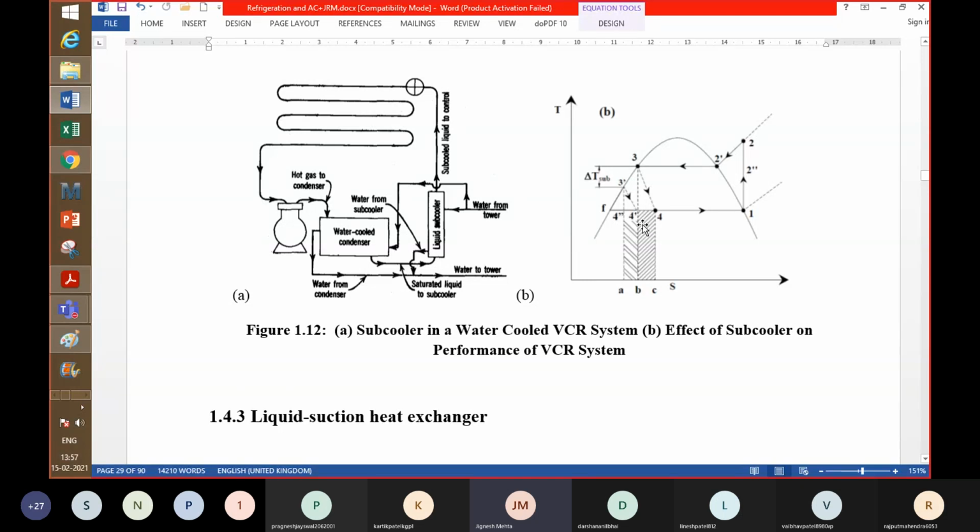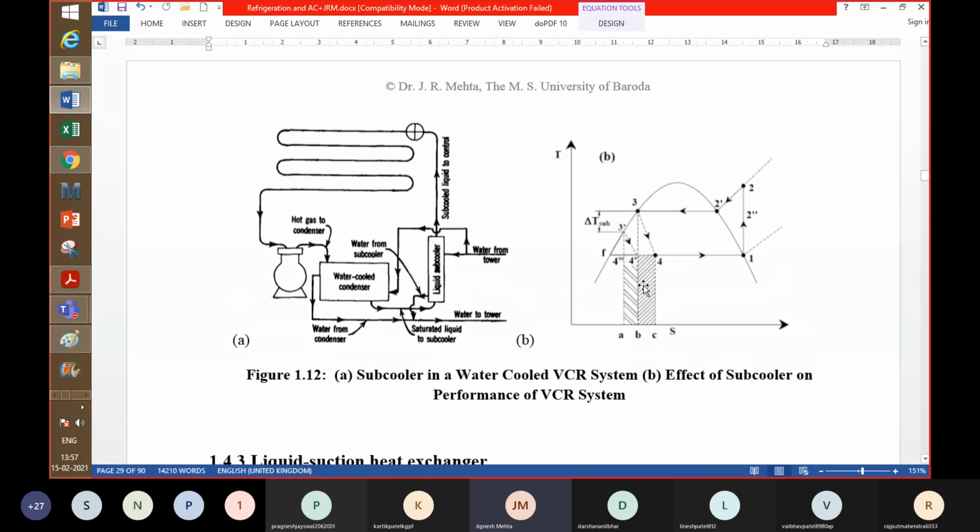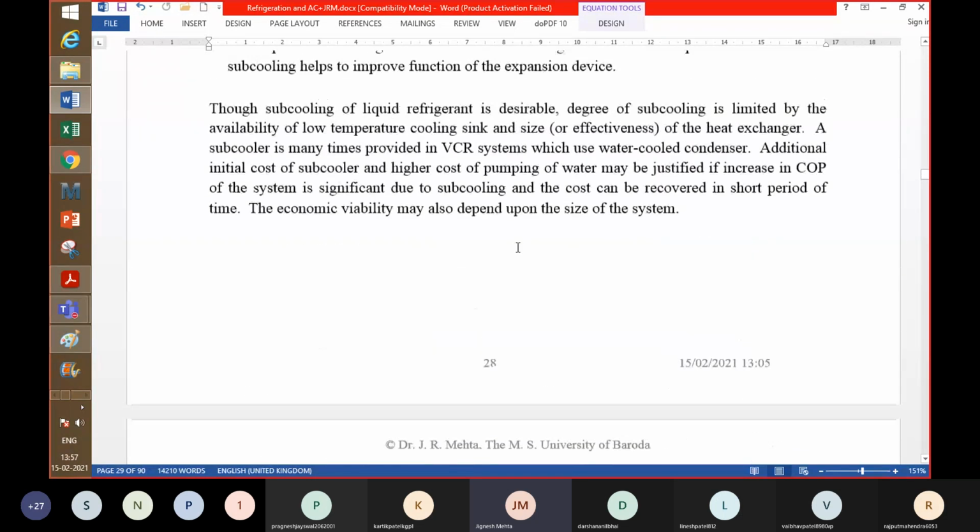So what you see is 4' is on the left hand side of 4. So because of subcooling, it has come out at 4' and not at 4. And this is the additional cooling that you get as compared to 3-4. If you move along 3'-4', this is the additional cooling that you get. So it increases the cooling effect in kilojoule per kg, and ideally it doesn't affect the compressor work. So it's going to increase the COP.